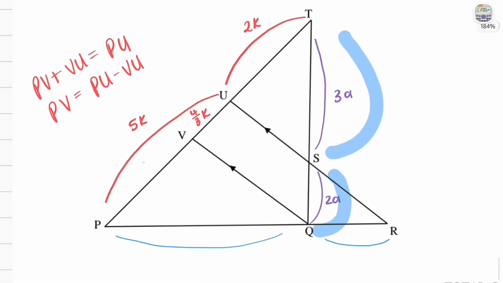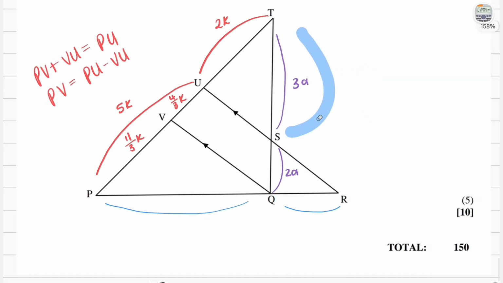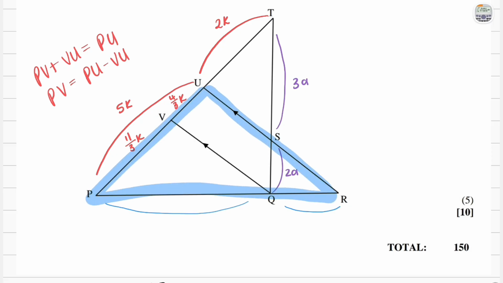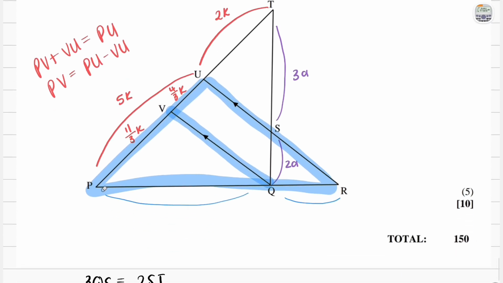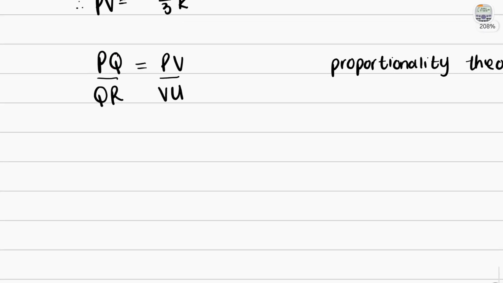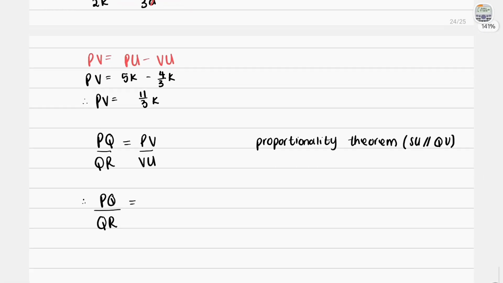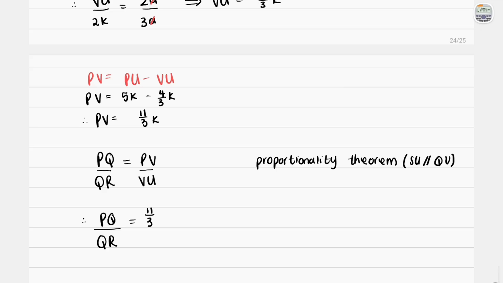And now, because PV is also in terms of K, 11 over 3K, we can finally find PQ over QR using this triangle over here. So this is the side drawn parallel to one side of the triangle, and to find PQ over QR, we say PQ over QR is equal to PV over VU because of the proportionality theorem. Because those two lines are parallel. So here we go, PQ over QR. See, because these are now in terms of the same variable, we can call that now 11 over 3K.